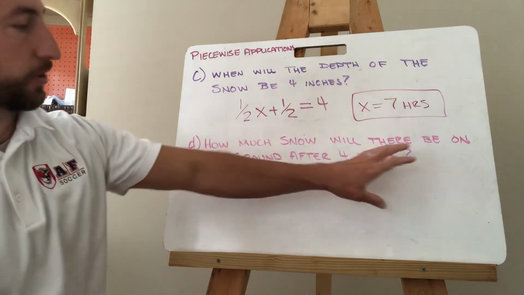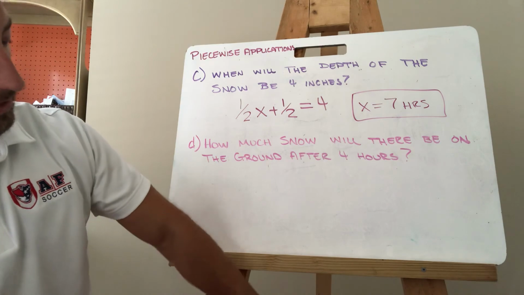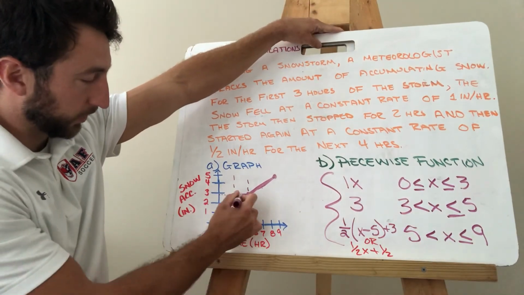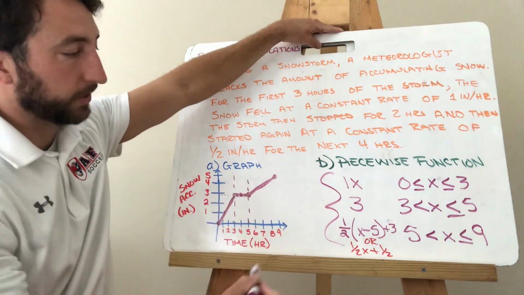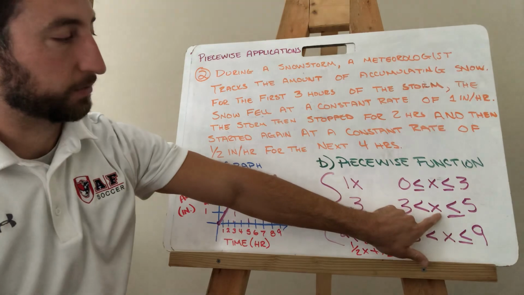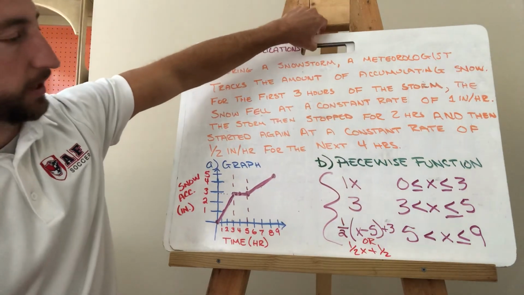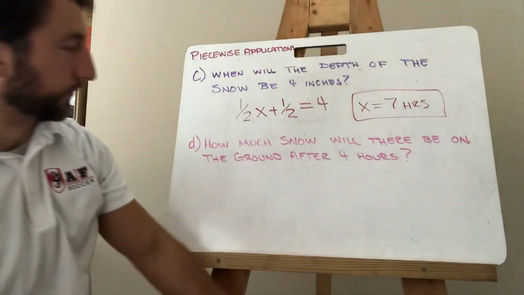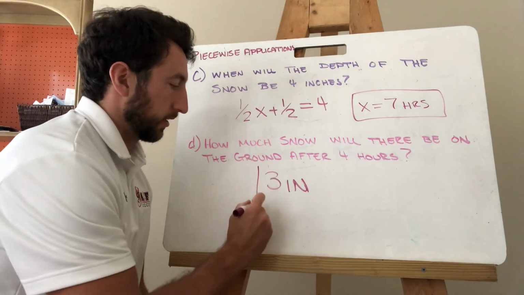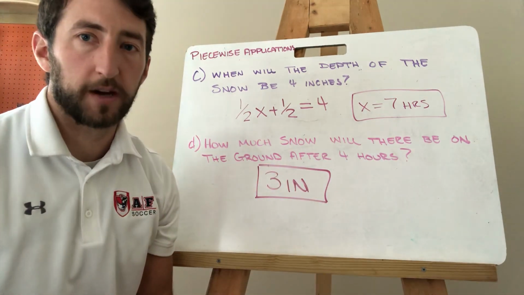And then it says, how much snow will there be on the ground after 4 hours? We can either use the graph. So the graph, we go over here to 4, go up, find that that's going to be 3. Or you look over here at our function, and you see that 4 is between 3 and 5. So then you just substitute that 4 into that equation, and you're going to get 3. So we get 3 inches after 4 hours. And that is piecewise applications.